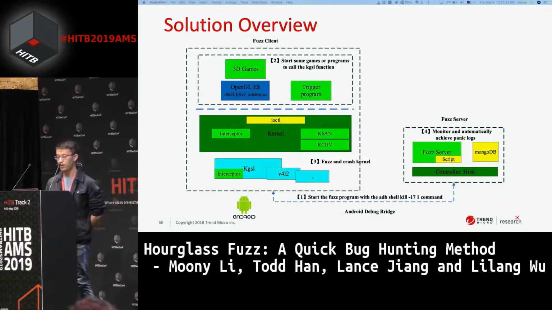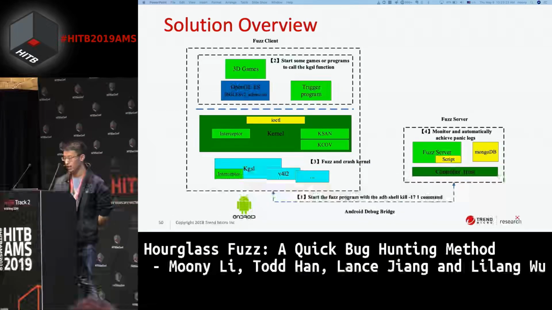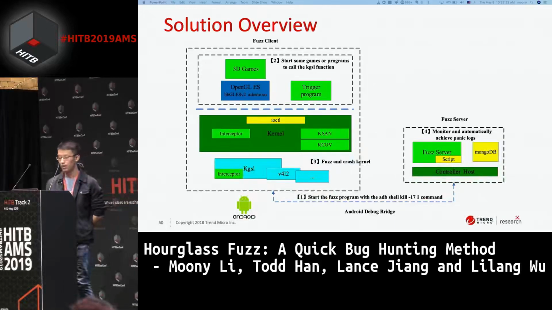Command, because we have modified the kill function in the kernel, and the process with PID equal to 1 is the init process, it cannot be killed. So we add some code to work when PID is 1. And then start some 3D games or programs to call the KGSL function. Thirdly, fuzzing and crash the kernel. And finally, monitor and automatically capture kernel panics.